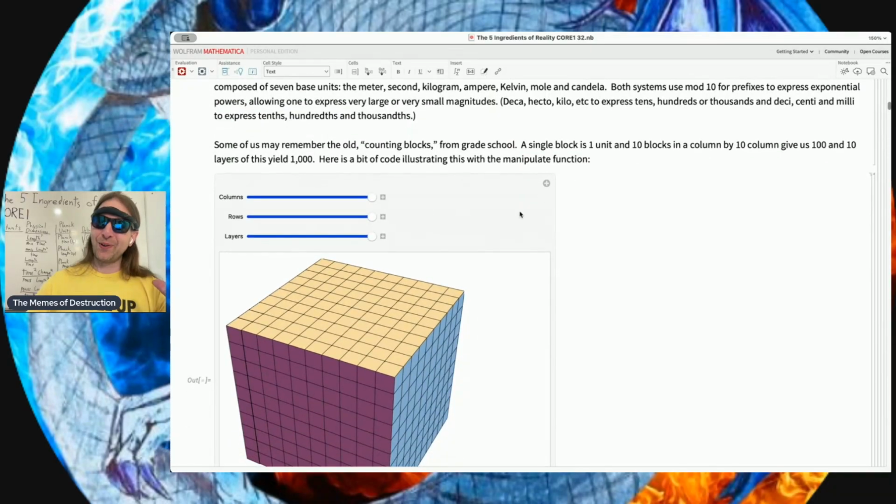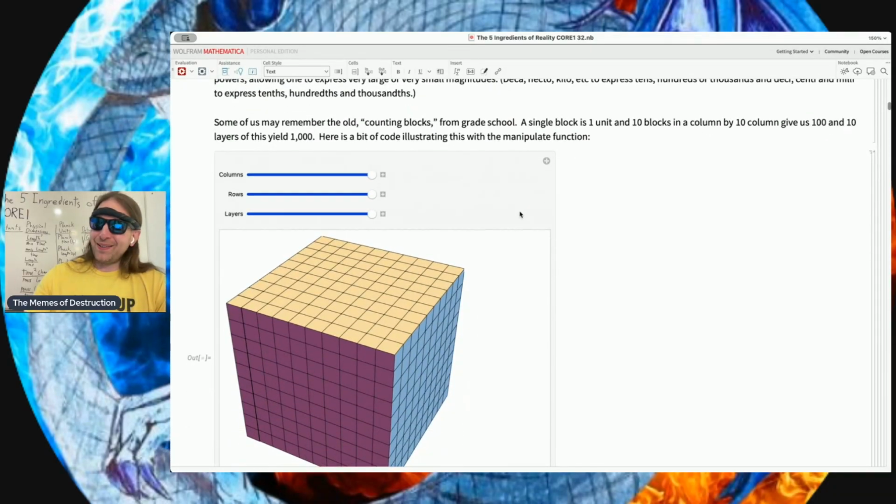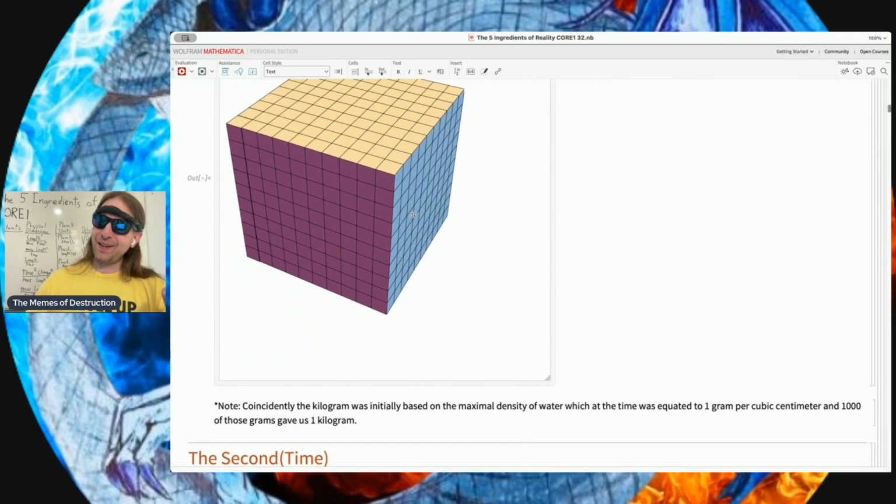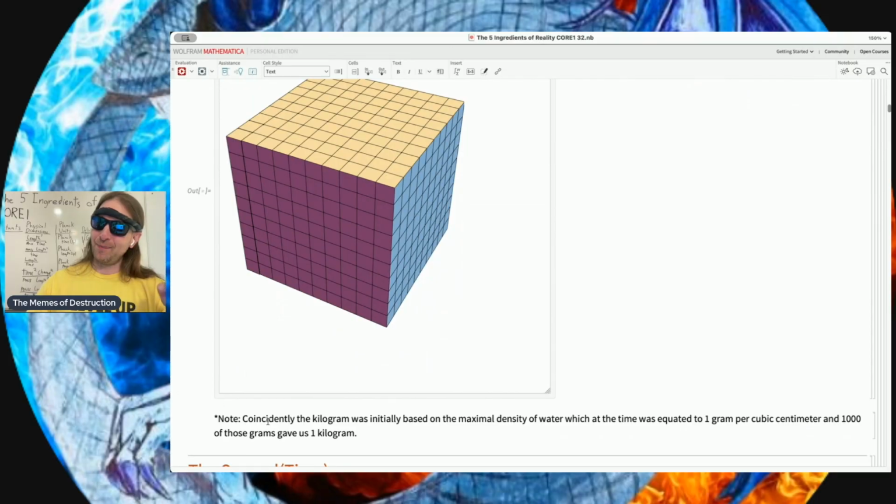It's also very useful because it allows us to use base 10. So that makes counting a heck of a lot easier. So as we can see here, we have a little manipulate function. And one of the interesting things, and we'll get to, but a quick note is, coincidentally, the kilogram was initially based on the maximal density of water, which is about 4 degrees Celsius, like 3.98 degrees Celsius to be a bit more precise, which was equated to 1 gram per cubic centimeter. And then 1,000ths of those grams would give us the kilogram.